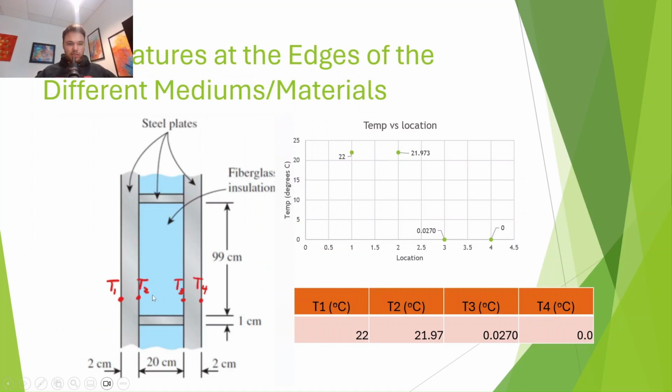This was going to be T1, T2, T3, T4. These were the numbers that I got, and then just a little graph to show you that there's going to be a very slight drop off right here. And it's going to be a very large drop off between the insulation, which was just going to be right in here. And then it's going to be just a very slight drop off back down to here.